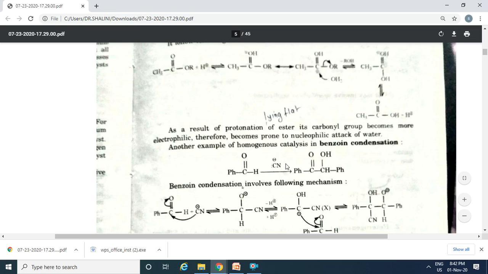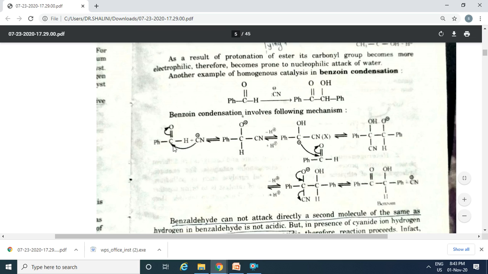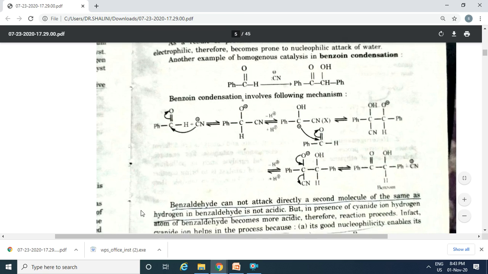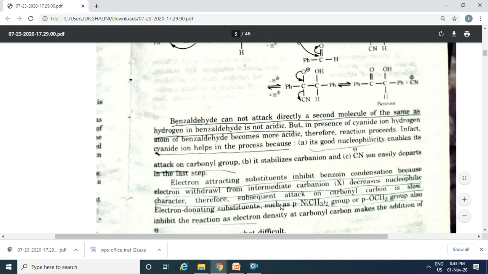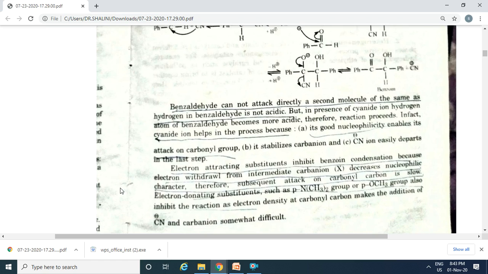The proton reacts with the ketonic ester form and forms an enolate ion. Here, in the benzoin condensation, when benzaldehyde reacts with the cyanide ion, it forms benzoin. The benzoin condensation involves the following: cyanide ion attacks the aldehydic carbonyl carbon atom, and this carbonyl atom then reacts, and then we get a peroxide ion. Benzaldehyde cannot attack a second molecule directly, as the hydrogen in benzaldehyde is not acidic. We can see here the whole mechanism of the benzoin condensation.